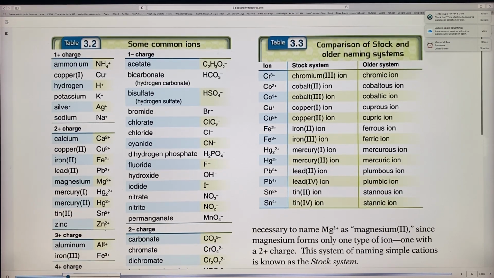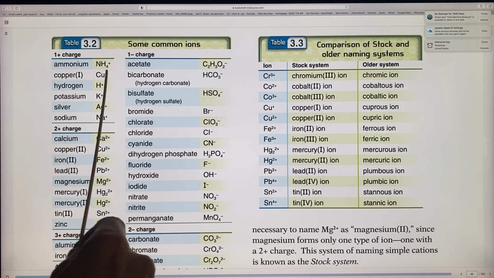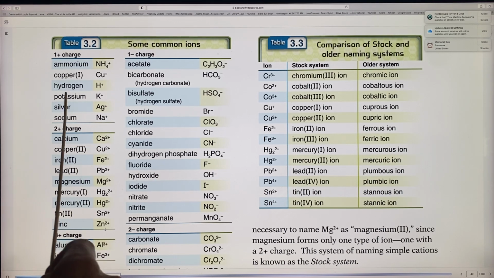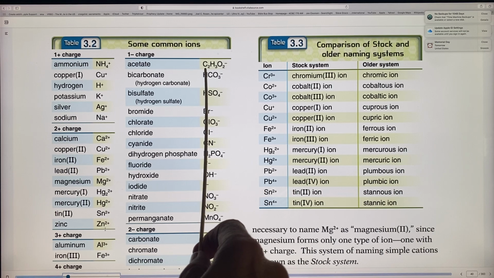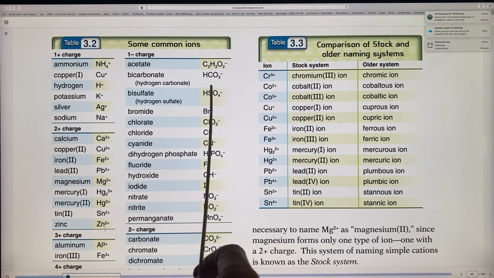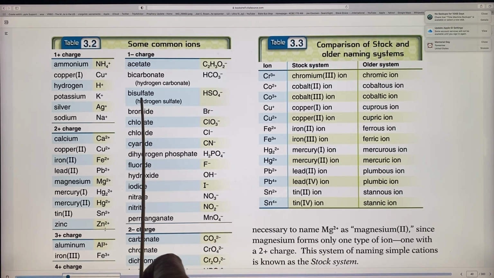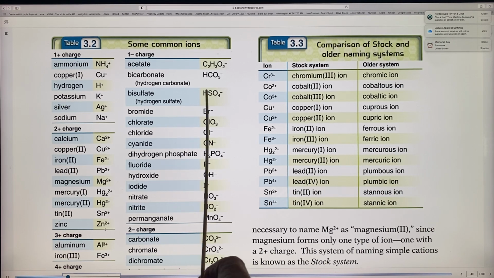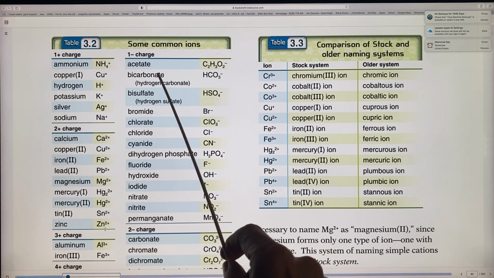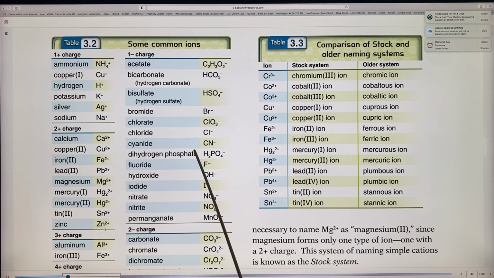So here, remember, we're supposed to memorize these, but it's very hard to remember. Some of them are elements, which are very easy, but here we have ammonium. NH4 is ammonium. Acetate is C2H3O2. We call that acetate. Here's bicarbonate, so we have carbon in there and oxygen. And here's bisulfate, and sulfate. You call it -ate.